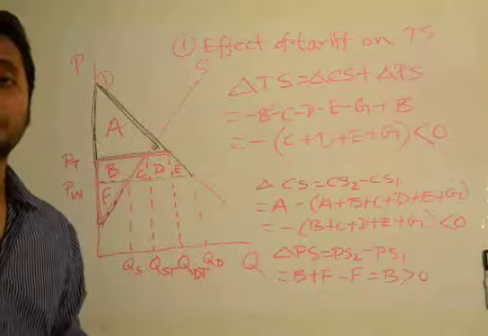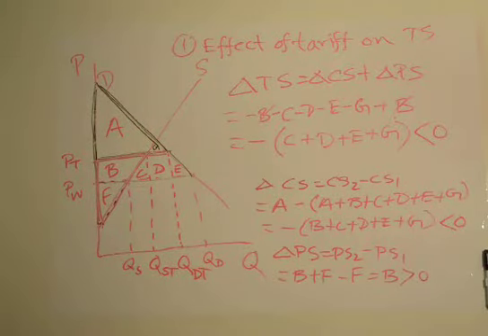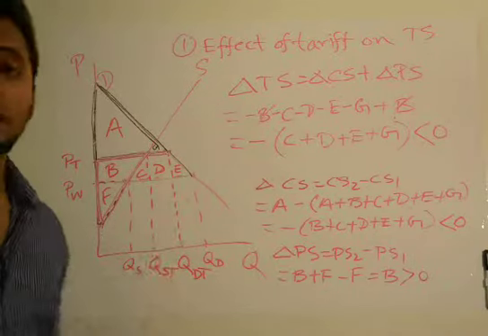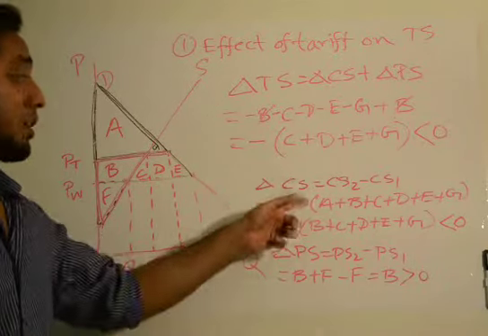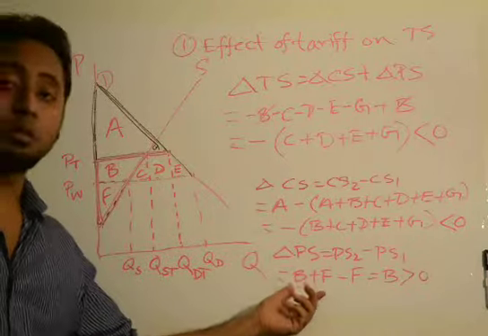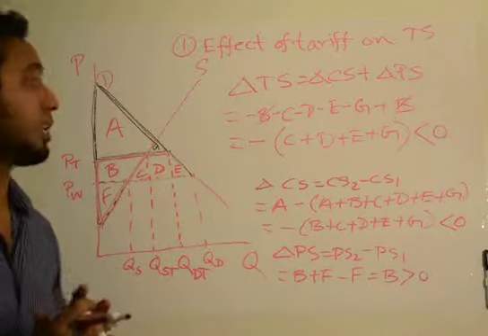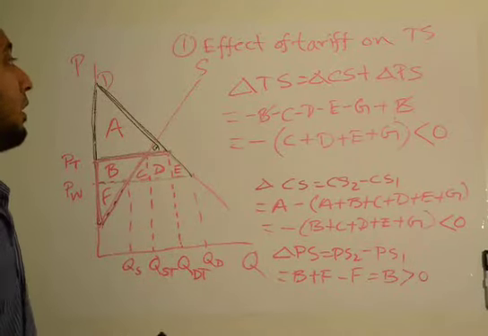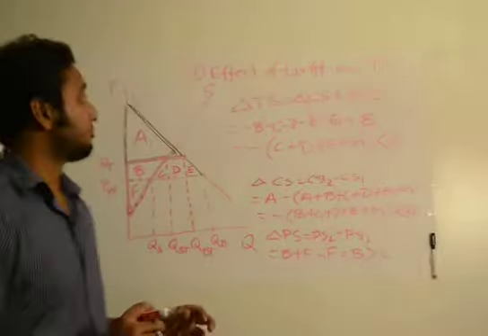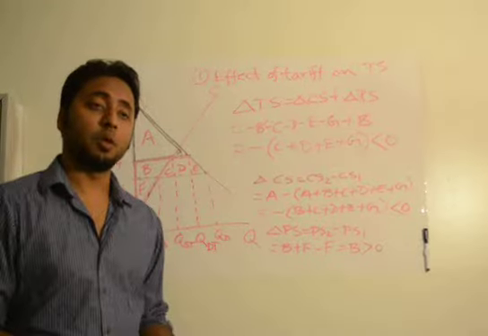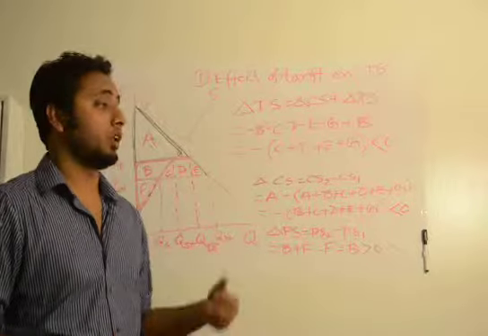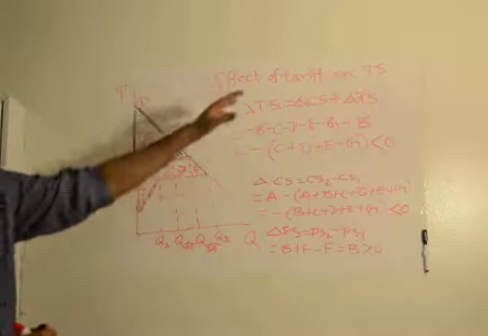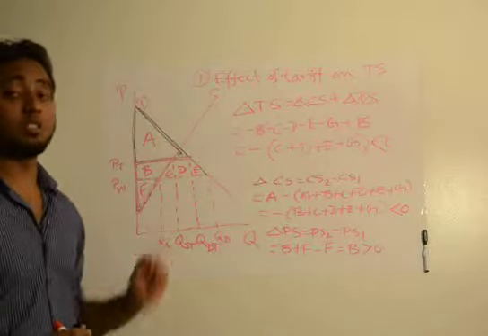It's a negative number. So the conclusion here is that when the government imposes tariff, the total surplus actually decreases. It decreases the consumer surplus, but it increases the producer surplus. But when you take both of them into account at the same time, you find the total surplus is actually decreasing. So the bottom line is, when you engage in trade, when you export, the total surplus increases. When you import, the total surplus again increases. But when you impose a tariff on imports, the total surplus decreases.